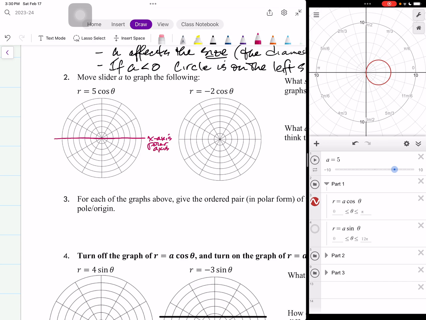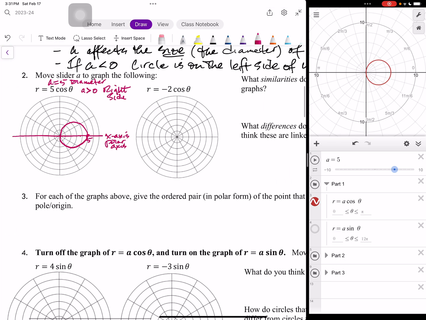And then here A is 5. That refers to the diameter of the circle. And A is positive, A is greater than 0, so it's on the right side. I'm just making observations here based upon my experience from Desmos, and then I sketch it. So I go to the fifth circle: 1, 2, 3, 4, 5. Right there's the fifth circle, and then you sketch it. It doesn't have to be perfect, just give your best sketch of your circle. Circle diameter 5.